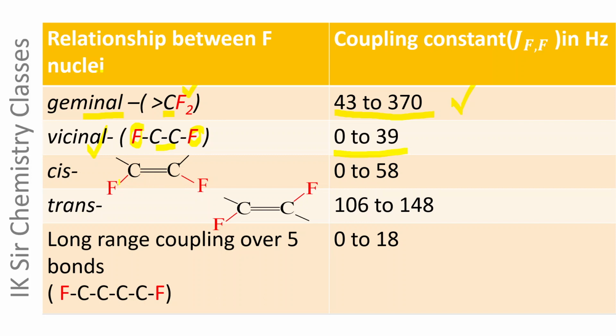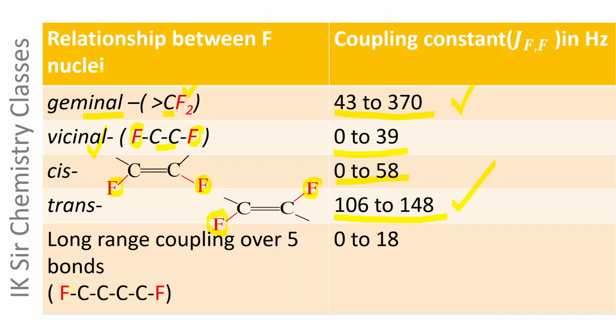And if two fluorine atoms are present on the same side of carbon-carbon double bond, the coupling constant is 0 to 58 Hertz. While if two fluorine atoms are present on opposite sides of carbon-carbon double bond, it is called trans coupling, and the coupling constant lies in the range 106 to 148 Hertz.